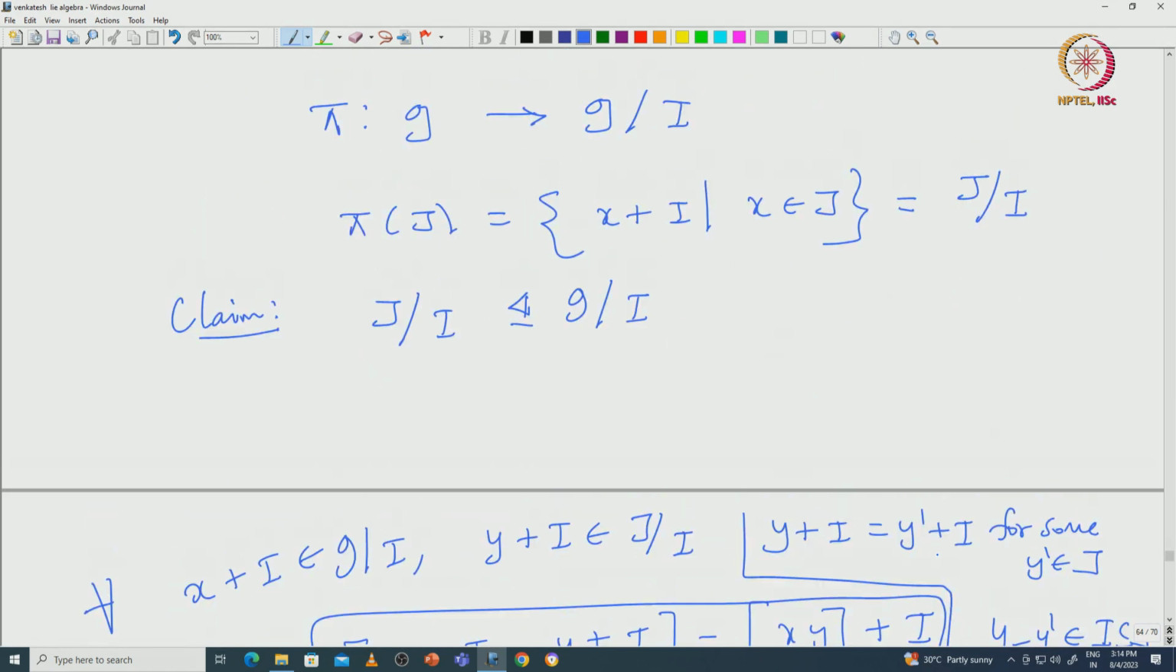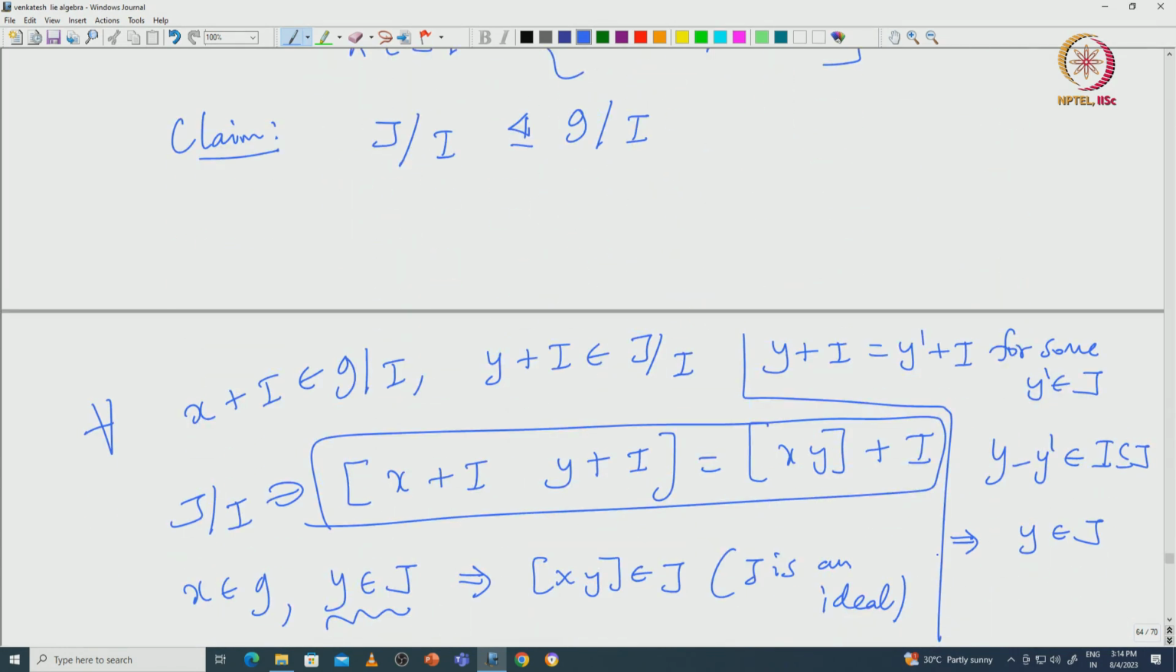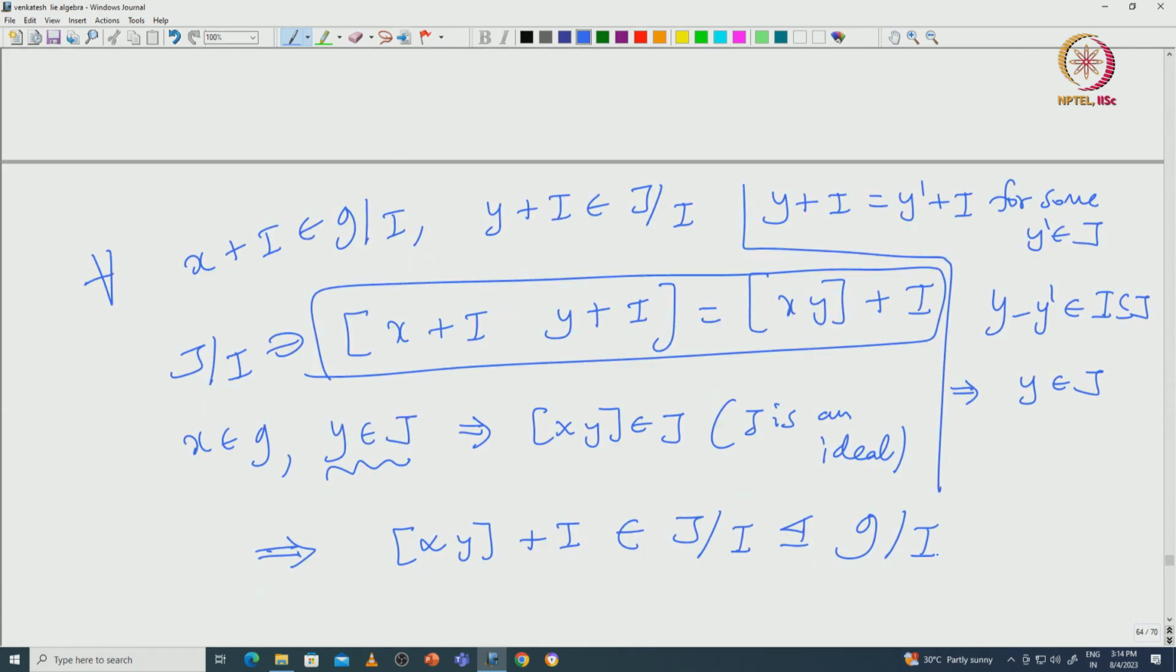This is actually a very important observation, and these observations will be used later. I will continue with the isomorphism theorems in the next class. So right now I will stop. Thanks.